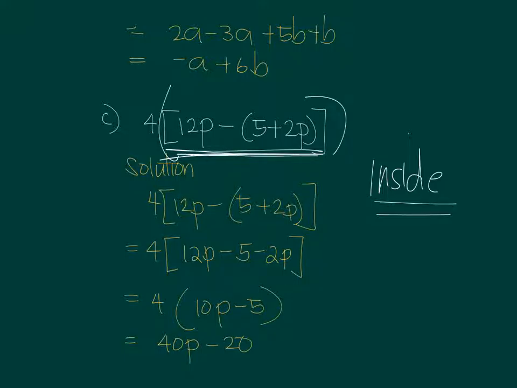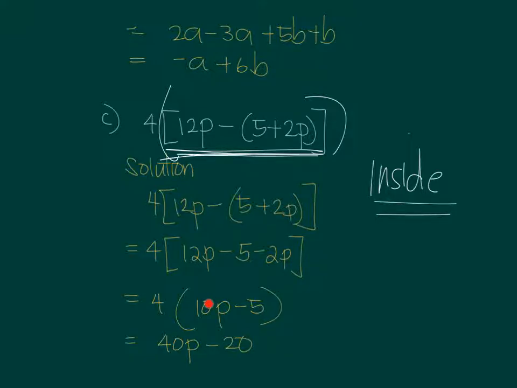Okay, so if I have to simplify this, I see a minus (5 plus 2p), which will be shown in this step. Note how the minus (5 plus 2p) was changed to minus 5 and then minus 2p. So you have the distributive law, minus 5 and then minus 2p. And from there, you have 12p and minus 2p is equal to 10p, and then you have the minus 5. And that's the only time that you can multiply 4.